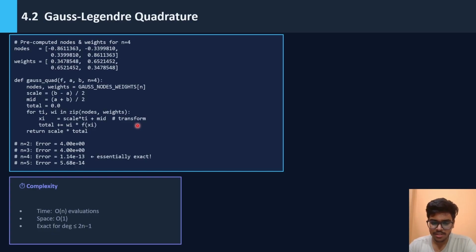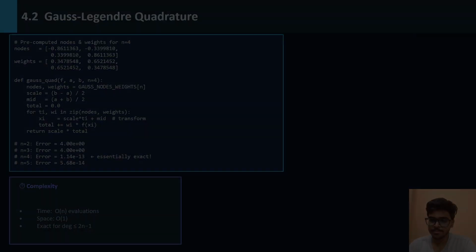The time complexity is O(n) because only n function evaluations are needed. The space complexity is O(1). This method is very effective and gives exact results for polynomials of degree less than or equal to 2n-1.